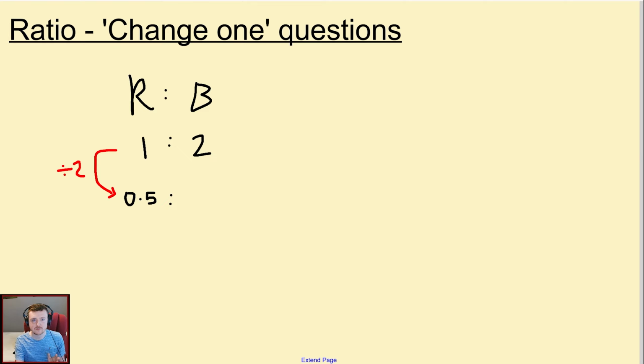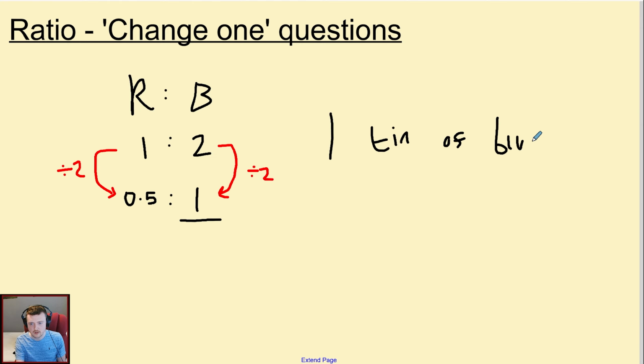What you do like this with a fraction, whatever happens on the left-hand side, the exact same thing happens on the right-hand side. So since we did 1 divided by 2 is 0.5, 2 divided by 2 will give me the answer that I'm looking for. 2 divided by 2 is 1. So I need 1 tin. So my answer is going to be 1 tin of blue. That would be my answer for this question. 1 tin of blue. Because we've halved it.